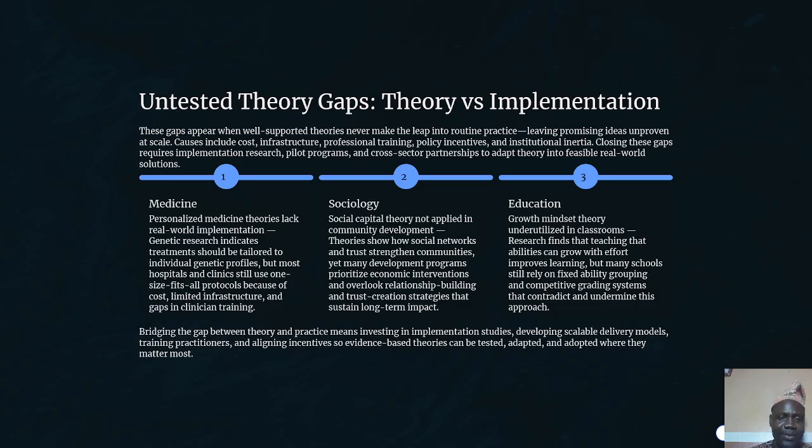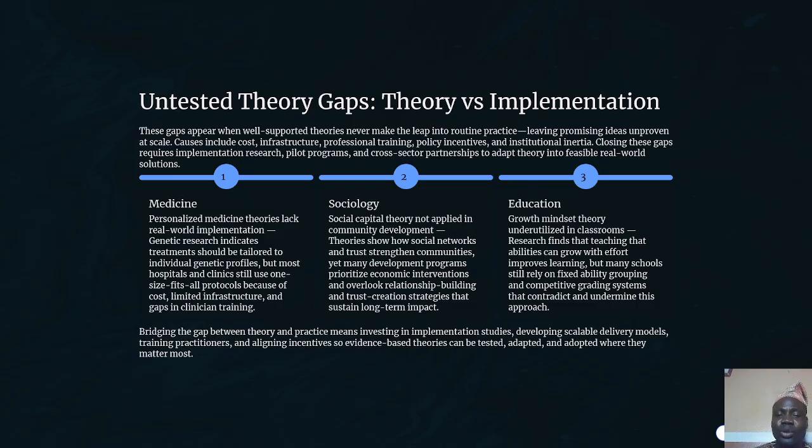For example, in medicine, we could have a real-world implementation of genetic research indicating personalized medicine theories lack real-world testing. So let's say we have a personalized medicine theory, and that theory has not been implemented. The treatment should be tailored to individual genetic profiles, but most hospitals and clinics still use one-size-fits-all protocols because of costs and limited resources. So we want to make sure that that particular theory matches the existing practice.